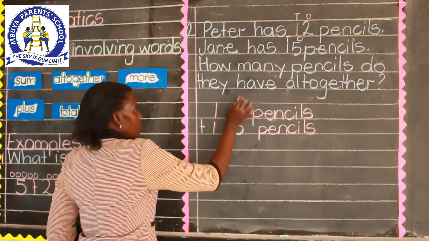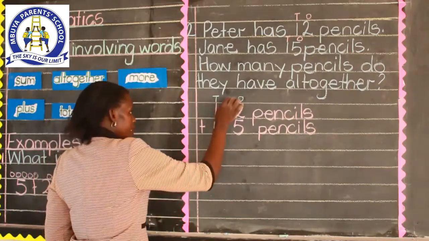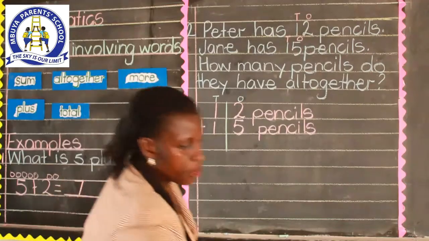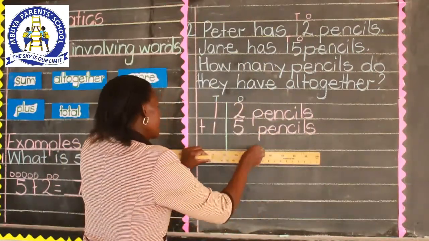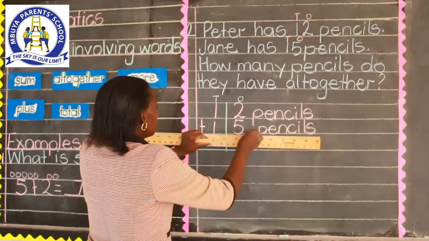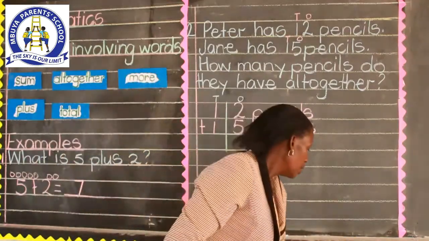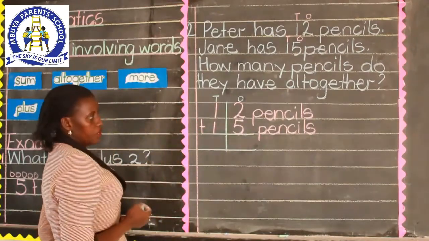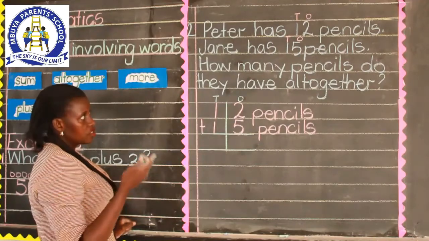Good. Now here, children, we go back to how we were adding our numbers. We give place value ones and tens. Separate ones from tens. Okay? Remember, you're supposed to use your ruler. Then we also draw lines where we're going to write our answers from. Just like I've done. Good. Now here, children, we add ones alone and tens alone. Remember, we want to get the total number of pencils these two children have.